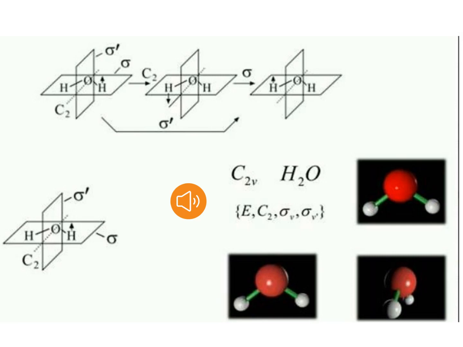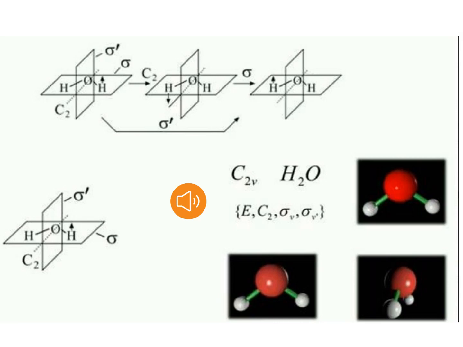Does the water molecule have a plane of symmetry or not? Yes, it has a plane of symmetry, because we have already discussed that there are three types of plane of symmetry: sigma h, sigma v and sigma d. Sigma h is the horizontal plane perpendicular to the axis, sigma v is vertical, and sigma d is dihedral. Now the question is, which type of plane of symmetry is present in the water molecule?